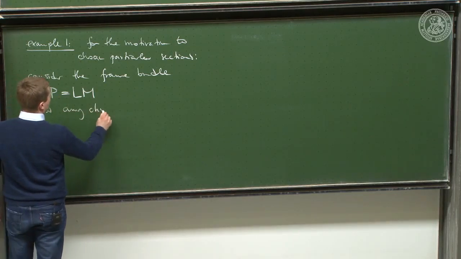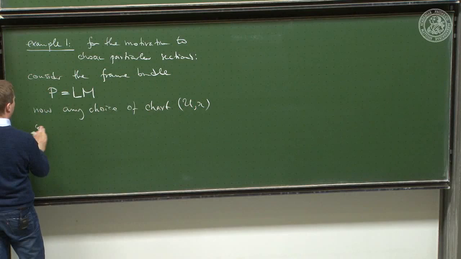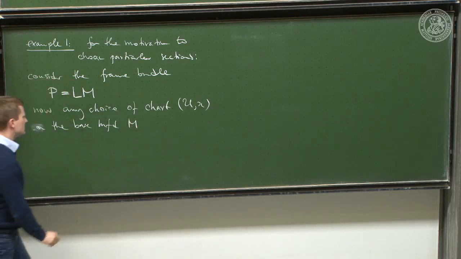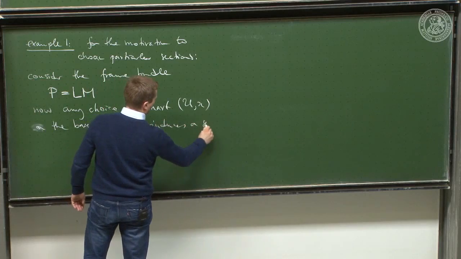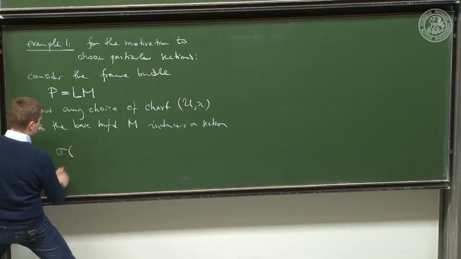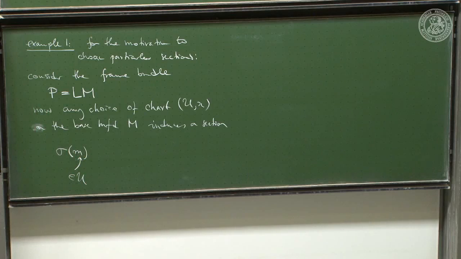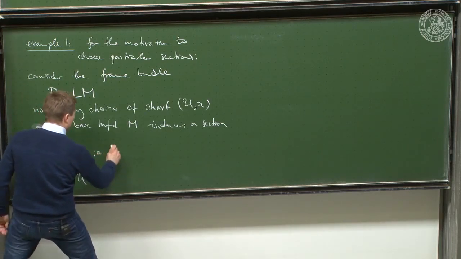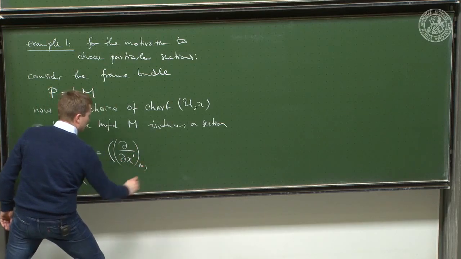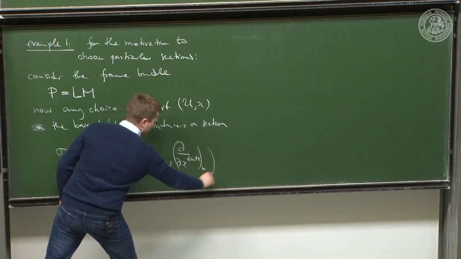any choice of chart, of a coordinate chart, U, x, on the base manifold M, induces a particular section on the frame bundle, namely given by sigma at a point m, where this m is from the local chart domain, and you simply choose the frame that is provided by this choice of coordinates. So d by dx^1 at the point m up to d by dx^(dim M) at the point m, right?